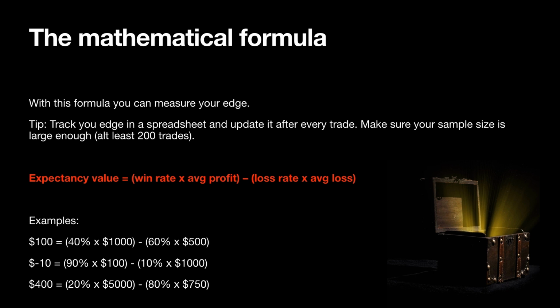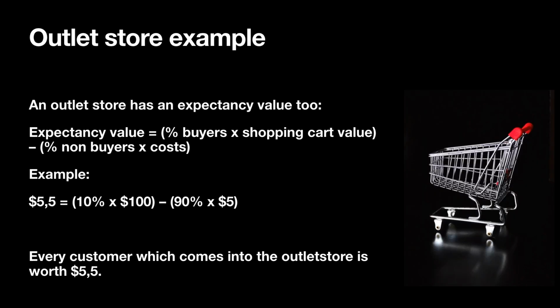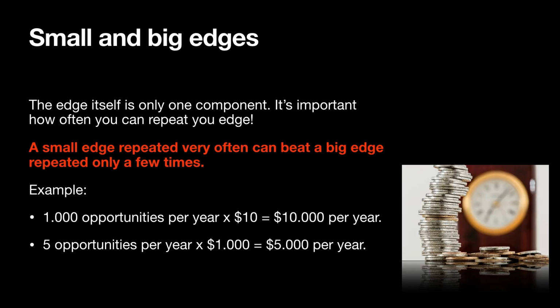Or in the example of an outlet store, it doesn't matter if this is a customer who buys something or not. In the end, you will make $5.50 on average per customer who enters your store. I hope this helps you better understand what the expectancy value is. So have in mind people coming into and going out of the outlet store, and some people are buying something and most people are not. So winning trades versus losing trades, and overall you make money. That's the magic behind that.